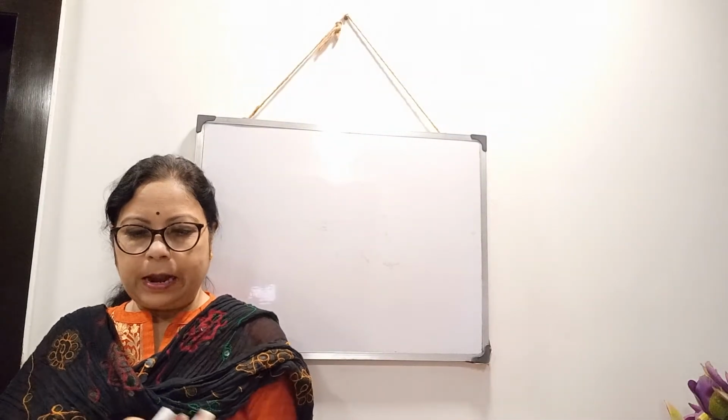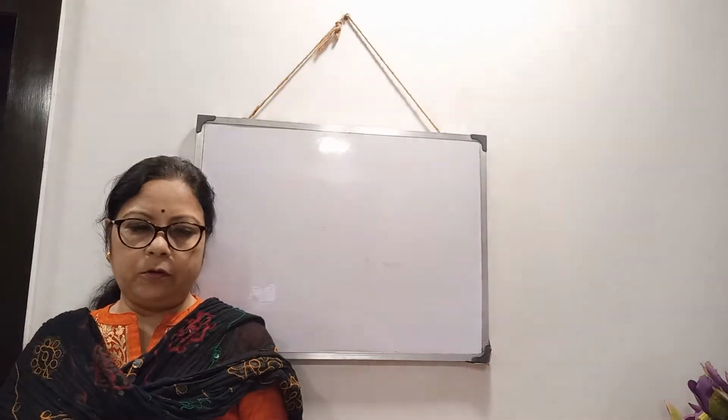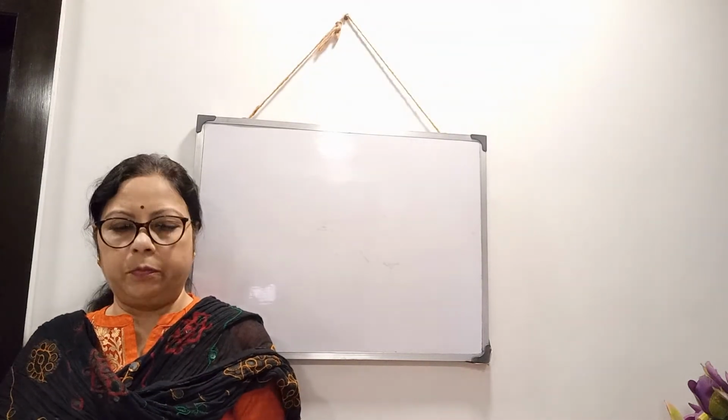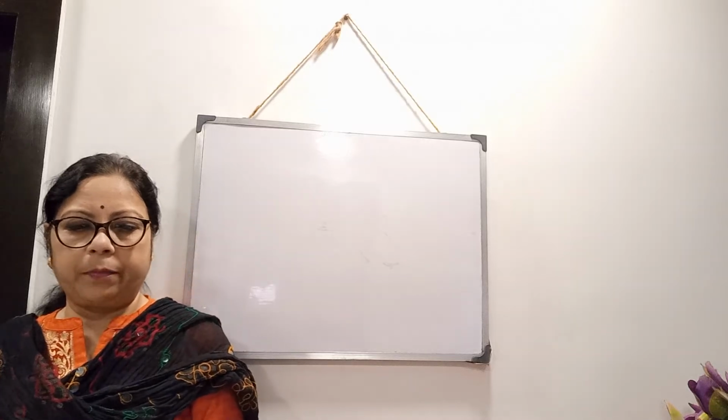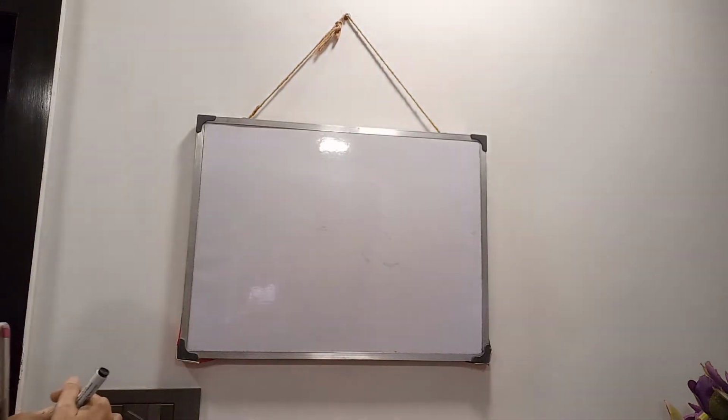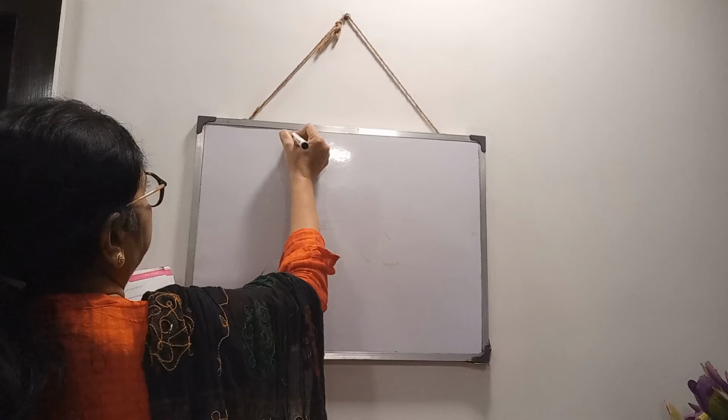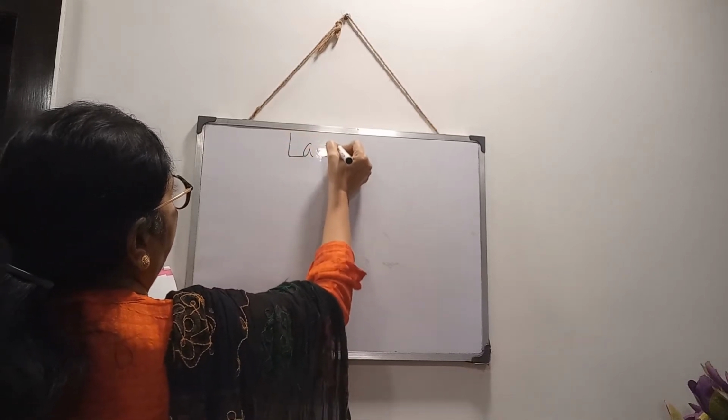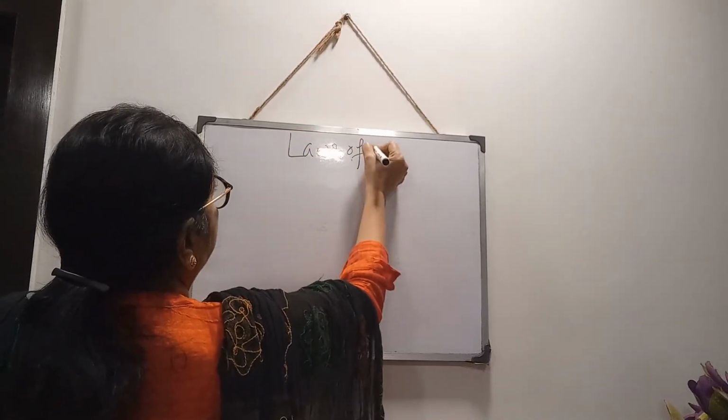Now in class 9 also I'll take your algebra part and geometry part. Clear? Now the first chapter of algebra is laws of indices. Very easy chapter. Okay, this is a very easy one. Laws of indices.